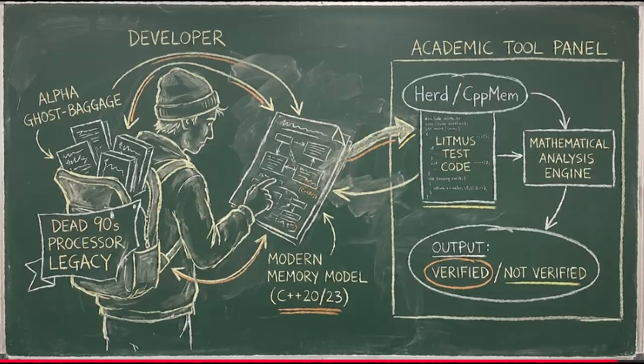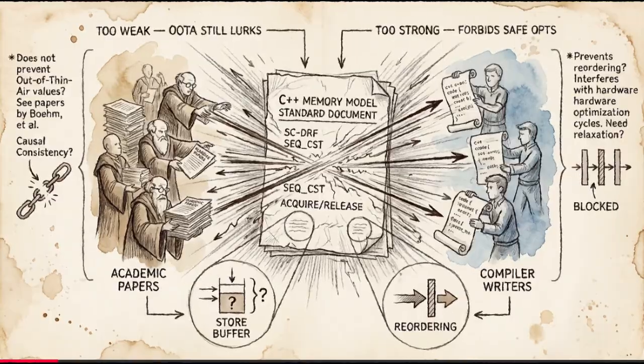formal C++ memory model. And what those verification tools have revealed is that the C++ model is constantly under fire from both sides. How so? Well, academics argue it is too weak because the out-of-thin-air problem still technically lurks in the theoretical margins of the specification. But compiler writers argue it is too strong because the strict barriers forbid certain optimizations that would actually be perfectly safe and highly performant in practice.